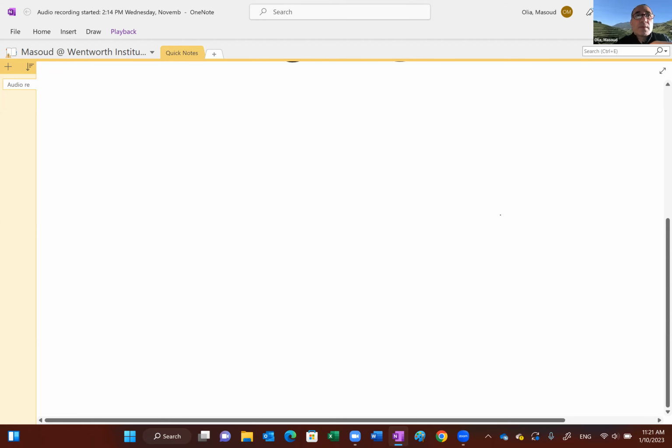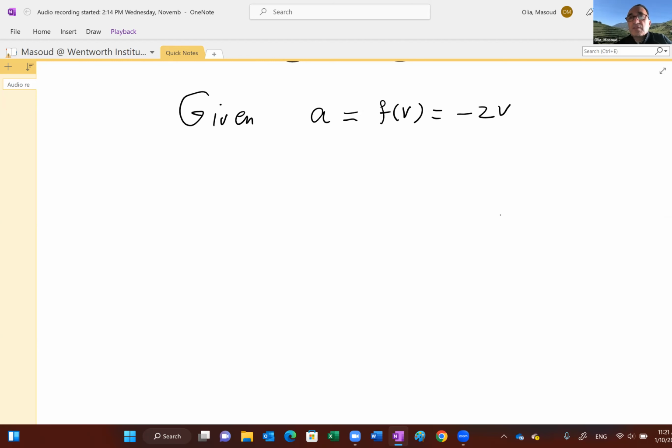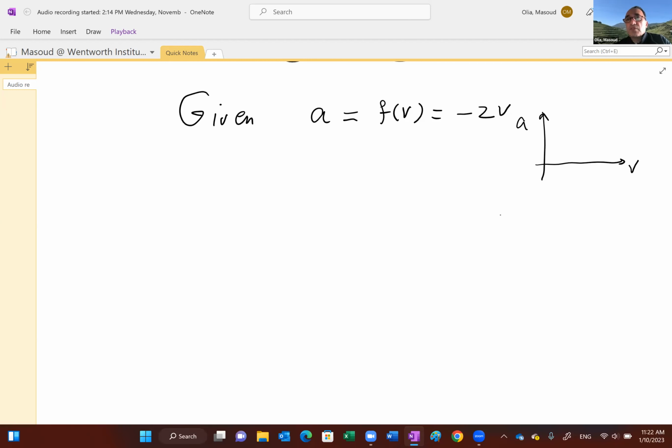Given acceleration as a function of velocity, and it's equal to -2 times v. So it's a simple function of velocity. In other words, if you plot acceleration versus v, it would be basically a straight line with a slope of -2. So when velocity is 0, acceleration is 0. When, for example, velocity is 1, acceleration is -2. So it will be a line like that.